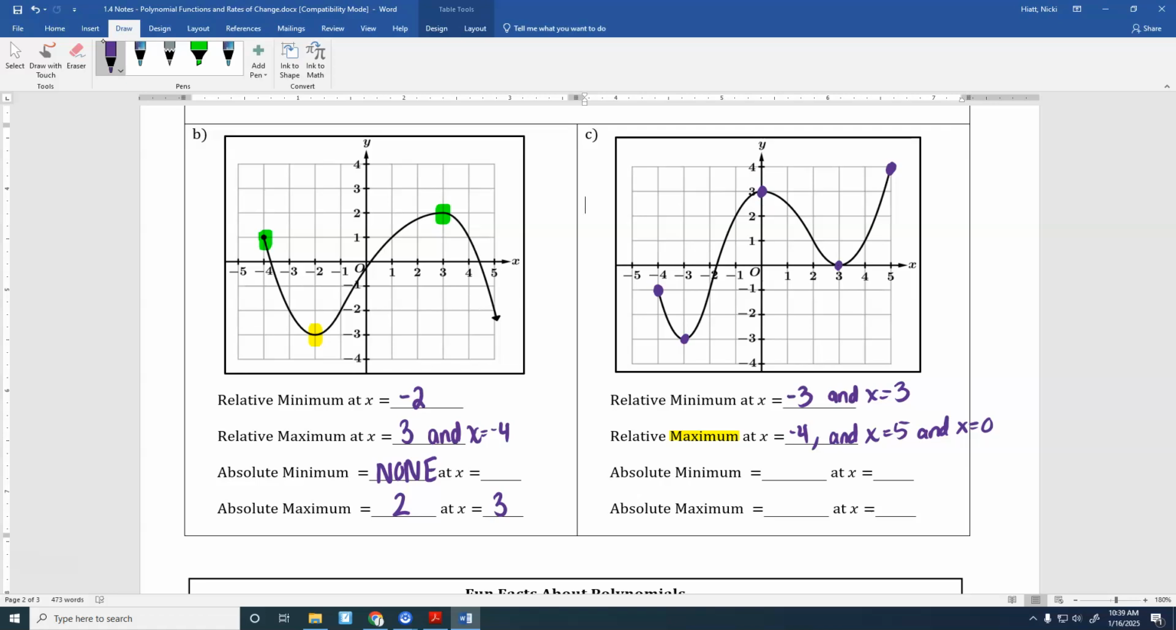Okay, Aiden, what is the absolute minimum value? Okay, -3, and occurs at -3, right? So the first -3 comes from the y coordinate. The second -3 is your x coordinate. So this point right here is that absolute minimum point for that. And then, Alyssa, what about for the absolute maximum? Very good. At x equals 5. Perfect. So that absolute maximum is over here at the furthest right endpoint.